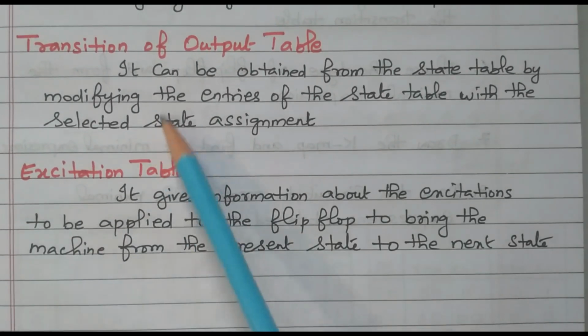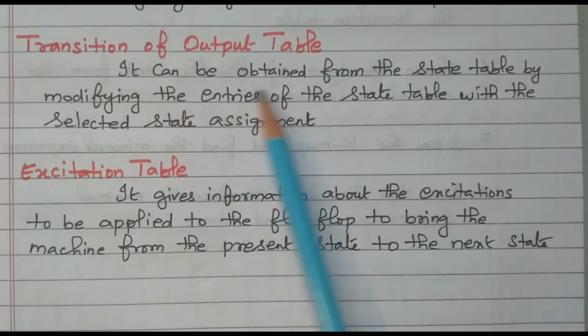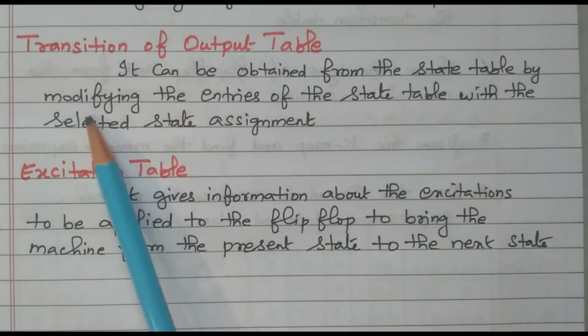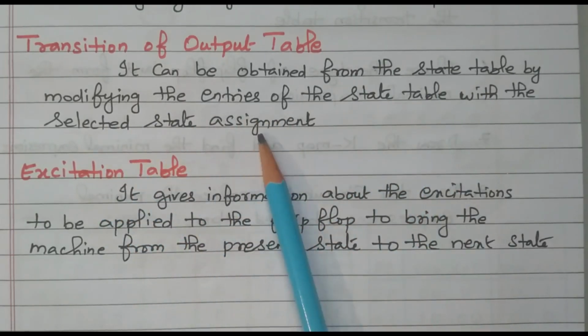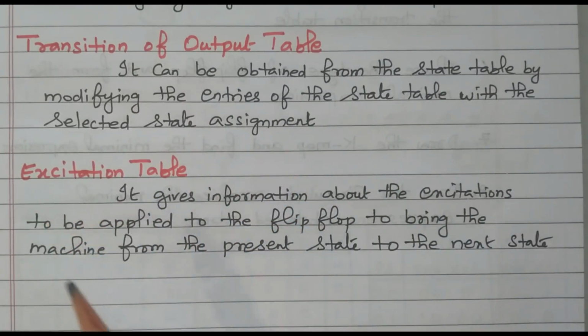Then the transition or output table. It can be obtained from the state table by modifying the entries of the state table with the selected state assignment. Then the excitation table. It gives information about the excitation to be applied to the flip flop to bring the machine from the present state to the next state, right? The entire excitation table we can prepare, so that it is applied to the flip flop, that is from present state to next state.